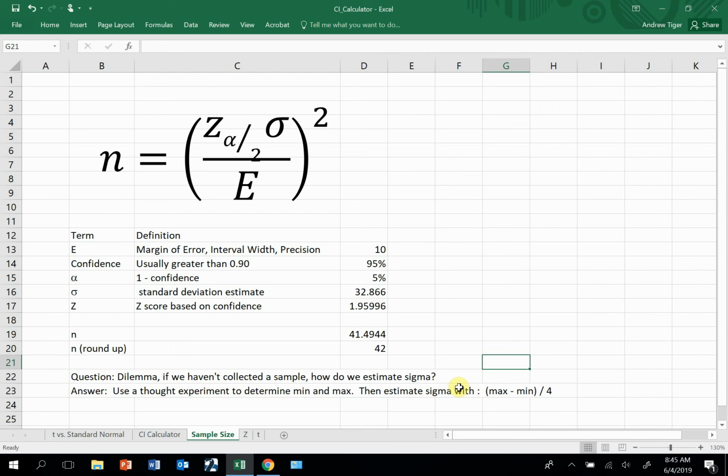Okay, this video shows you a calculator that determines how much data that you need to collect. And keep in mind, when you're doing sample size determination, you haven't started your research yet. You haven't collected any data, so we're going to have to estimate some things. Notably, we're going to have to estimate what our standard deviation is.